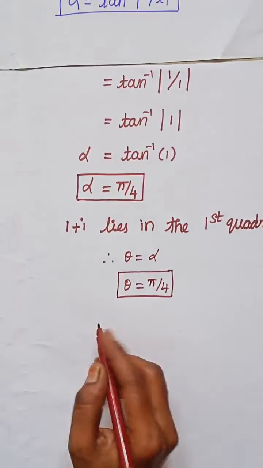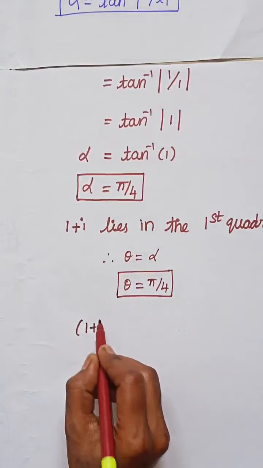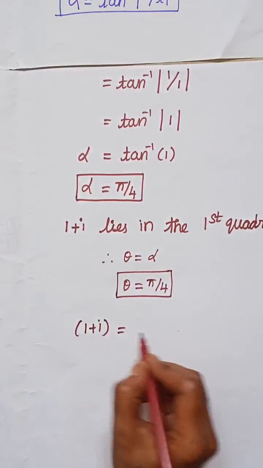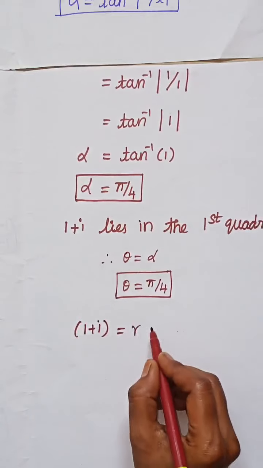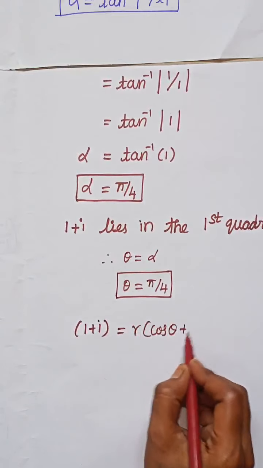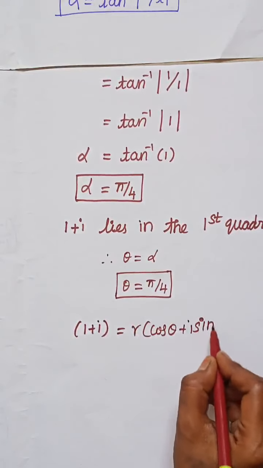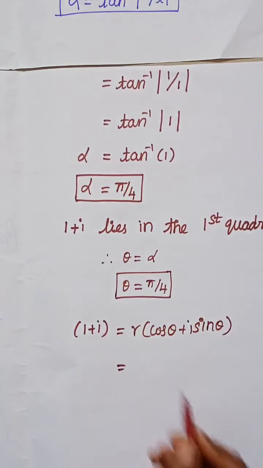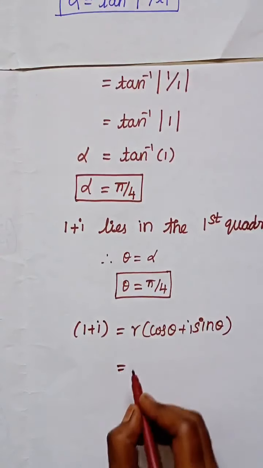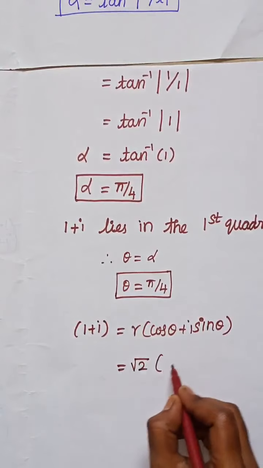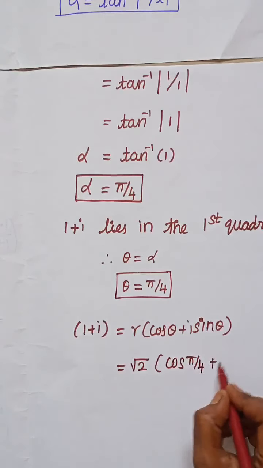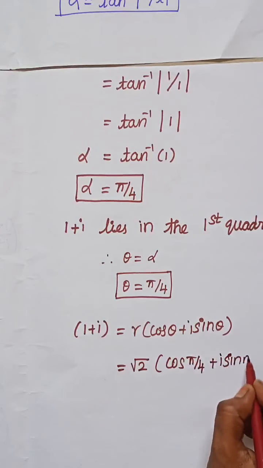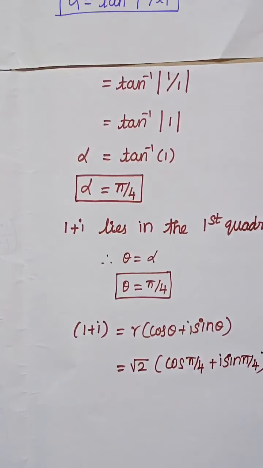Now write on the left hand side: 1 plus i, whose polar form is r into (cos theta plus i sin theta), which is equal to root 2 into (cos pi by 4 plus i sin pi by 4).